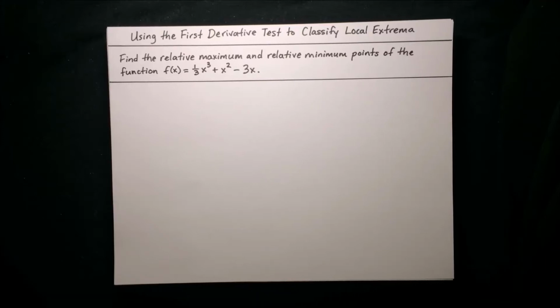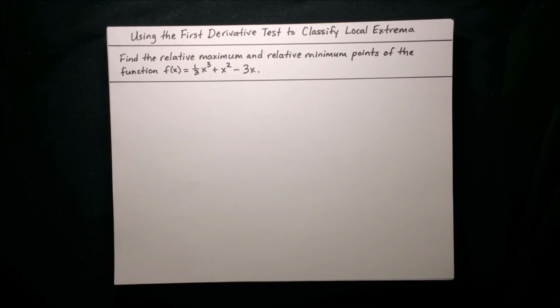In this video, I'm going to show you how to use the first derivative test to classify local extrema. Here we want to find the relative maximum and relative minimum points of the function f of x equals 1/3 x cubed plus x squared minus 3x. And here's our game plan.